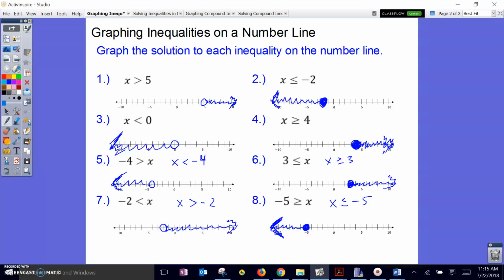Hopefully this is a skill that you weren't too terrible with before, but if you were, hopefully a few examples here on the open and solid circle and the direction of shading may have helped you.